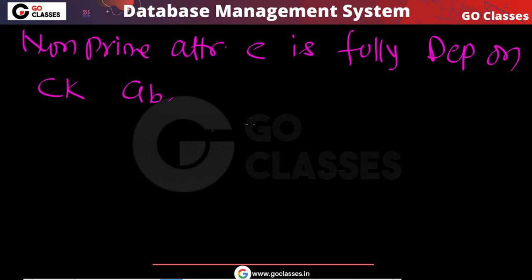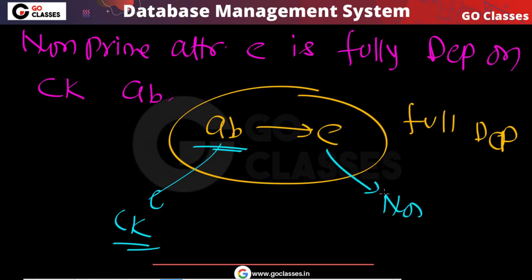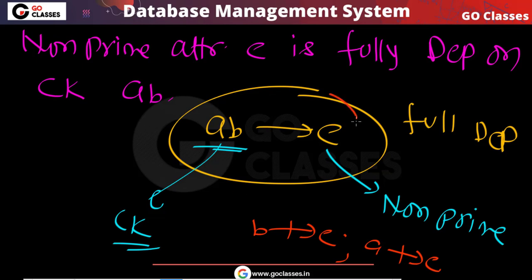But why is this actually a full dependency? Here you can notice this is a candidate key, and this is a non-prime attribute. This is a full dependency because if you remove A, you cannot determine E, and if you remove B, you cannot determine E. So that is the reason this is a full dependency. So this non-prime attribute E is fully dependent on candidate key AB.